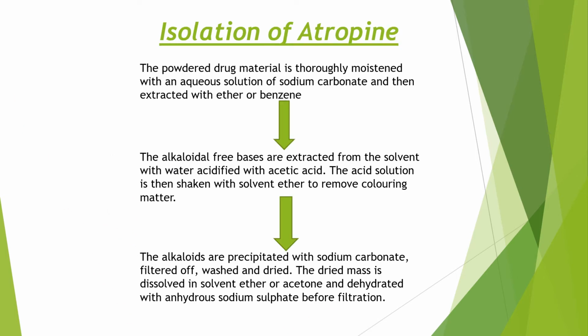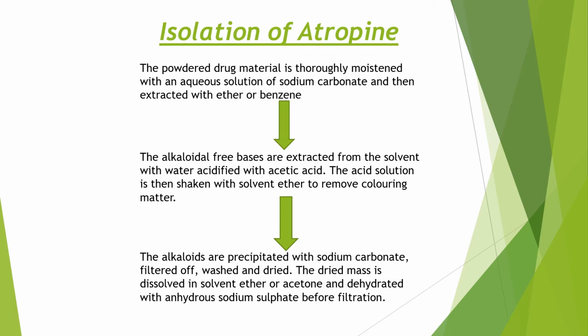Firstly, we will discuss the isolation procedure of atropine. Atropine is isolated from the juice or the powdered drug. Hyoscyamus muticus is the preferred source for the manufacturing of atropine because of its high alkaloidal content.